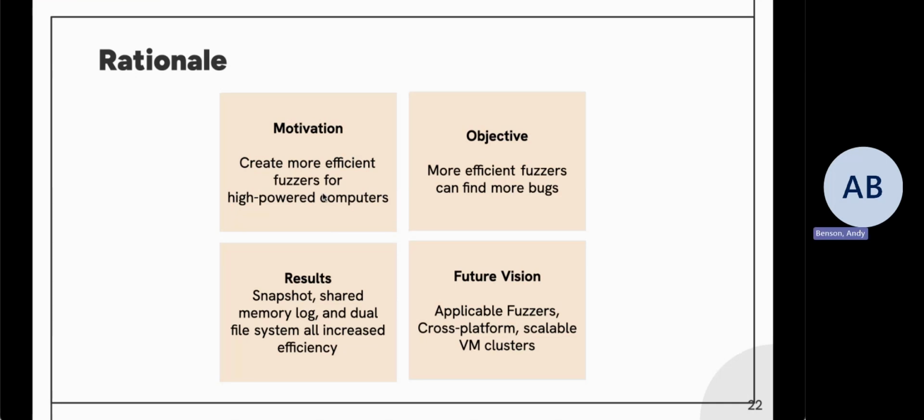At least some of these changes apply to almost all major fuzzers available today, as they have similar base structure and make use of many of the same system calls and resources. This work showed that these changes were beneficial and greatly improved performance on high-powered computers compared to the base models of AFL and libfuzzer, but there is still work in this area that can be done. Some areas of future research include applicable fuzzers, cross-platform implementation, and fuzzing on VM clusters.